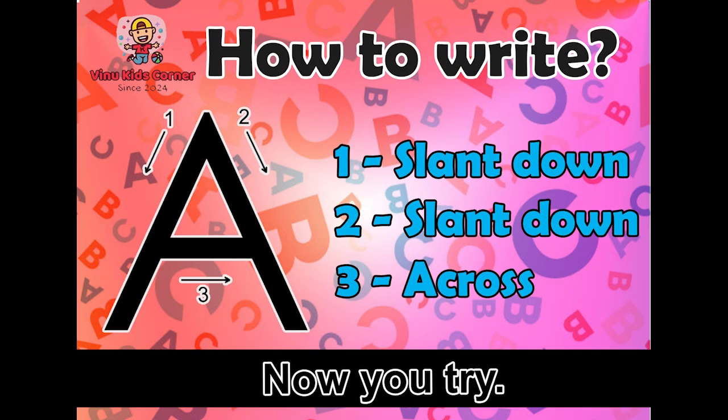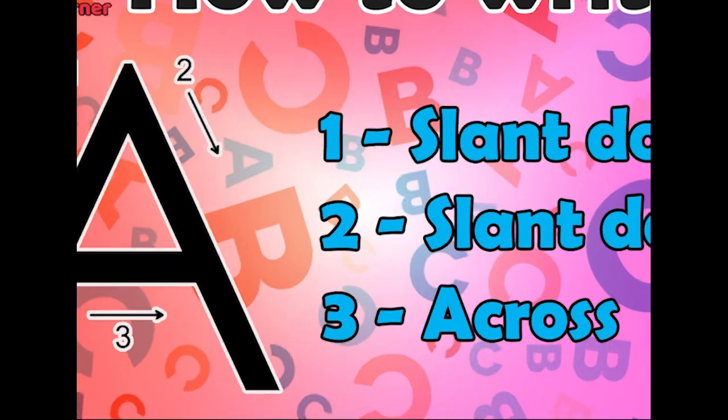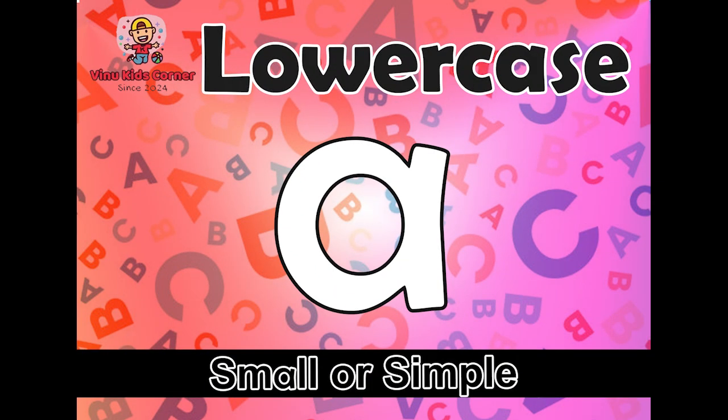Hi friends, now we are going to write uppercase A, starting at the top and make a slant down to the left, back to the top and make another slant down to the right. Now go to the middle and make a line across. Okay. Now you try.